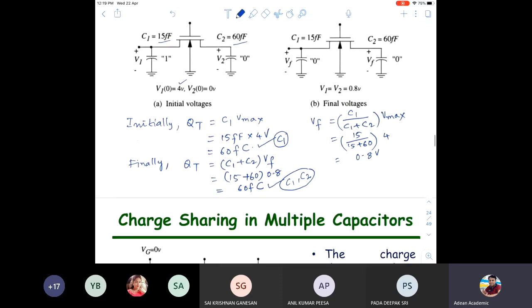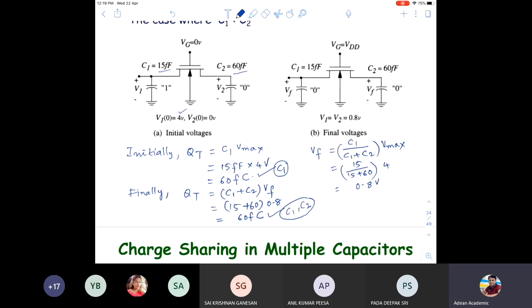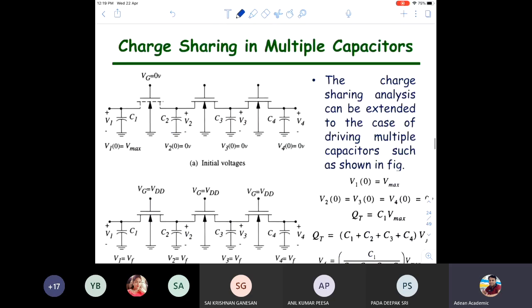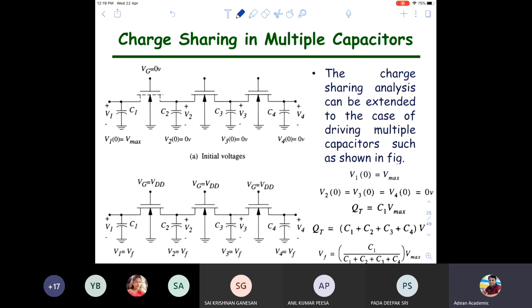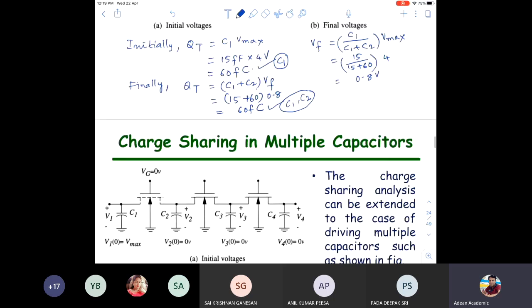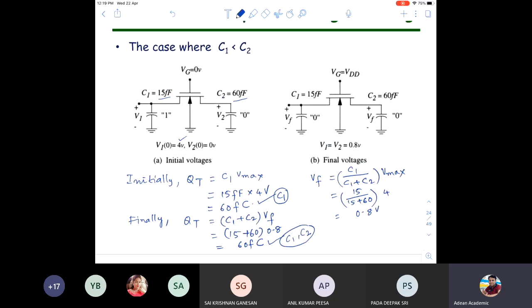Now we have taken only two capacitors. So here now we'll see charge sharing in multiple capacitors. What actually we are getting from this concept is the voltage. See here at this node, the voltage initially, when this is off, is 4 volts. 4 volts means we can consider it as logic 1. Now, because of this pass transistor, after the pass transistor, there is again a capacitor.